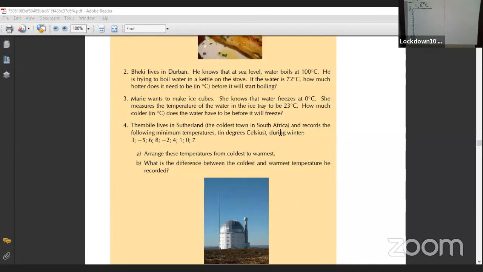Okay, let's move on to question number three. So we just want to finish this. Mary wants to make ice cubes. She knows that water freezes at 0 degrees. She measures the temperature of the water in the ice tray to be 23 degrees. How much colder does the water have to be before it freezes?